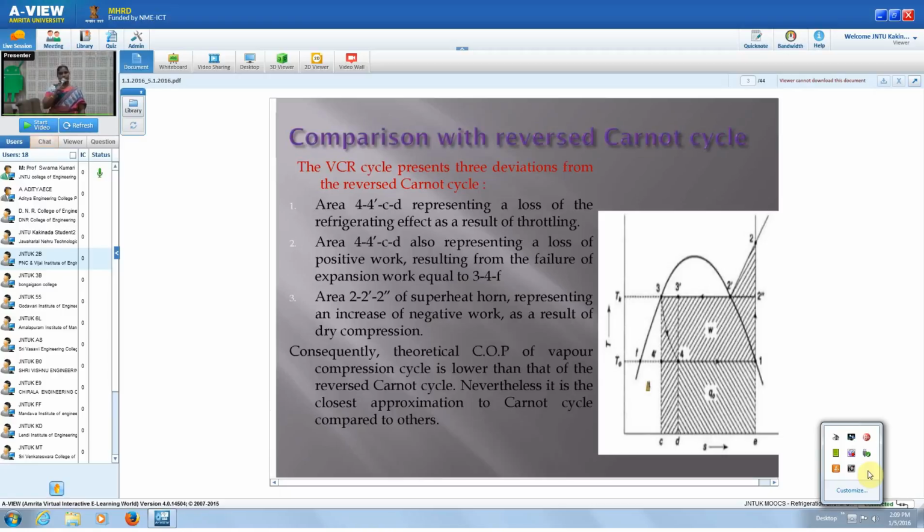And the other deviation is that you can see from the TS diagram, 2 dash to 2 double dash. So that is called the superheat horn. Okay, so that is the extra work required for running the compressor, compared with the reversed Carnot cycle. So these are the three main deviations from the reversed Carnot cycle, due to which the COP of the vapor compression cycle is always less than that of the reversed Carnot cycle. Next.